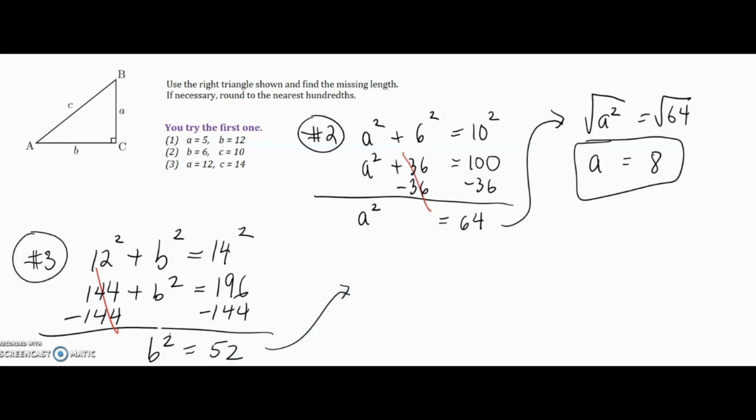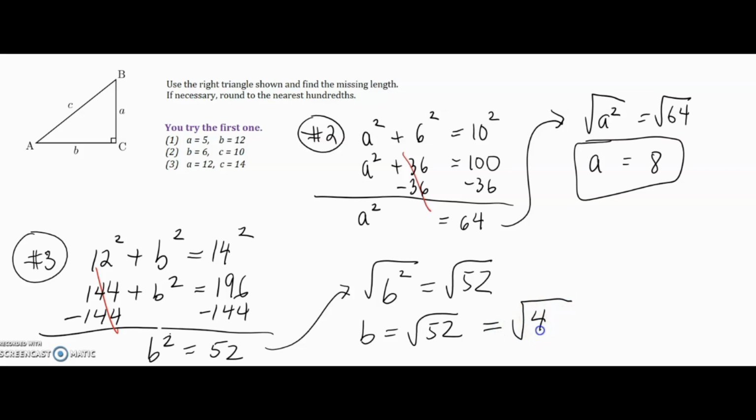I will now take the square root of both sides. So the square root of b squared is equal to the square root of 52, and that gives me b is equal to the square root of 52. As a side note here, I could continue to simplify this. 52 is actually equal to 4 times 13, and I can separate this as the square root of 4 times the square root of 13. So the answer is really 2 times the square root of 13 because the square root of 4 is 2.